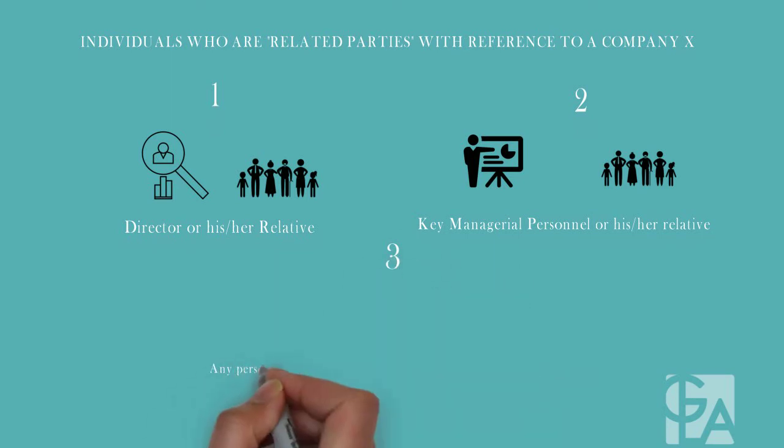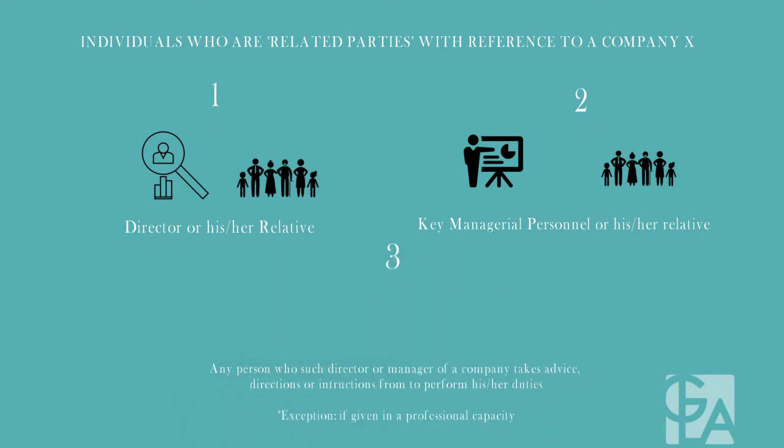Or 3. Any person who the director or manager of company X regularly takes advice, directions or instructions from in order to perform his or her duties. An exception here is that if such advice were given in a professional capacity, for example, a lawyer or accountant, such person would not be considered a related party.